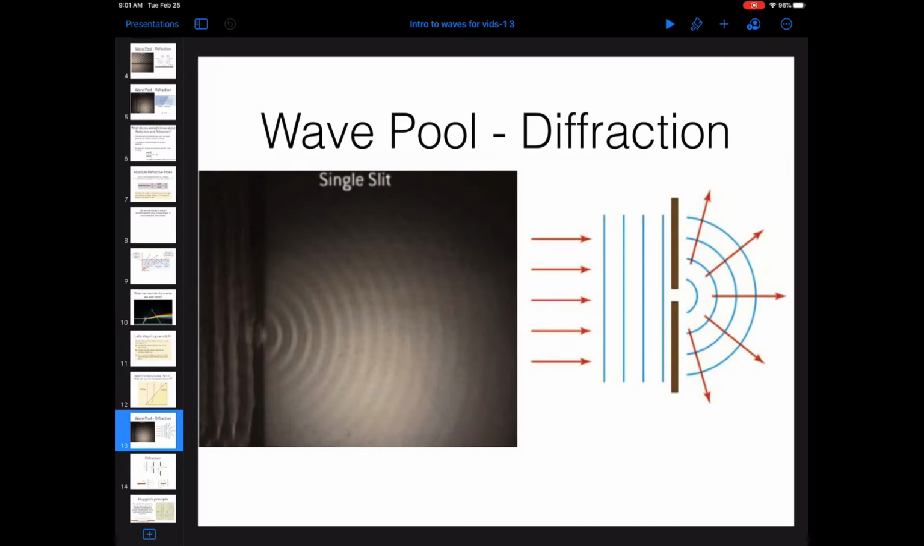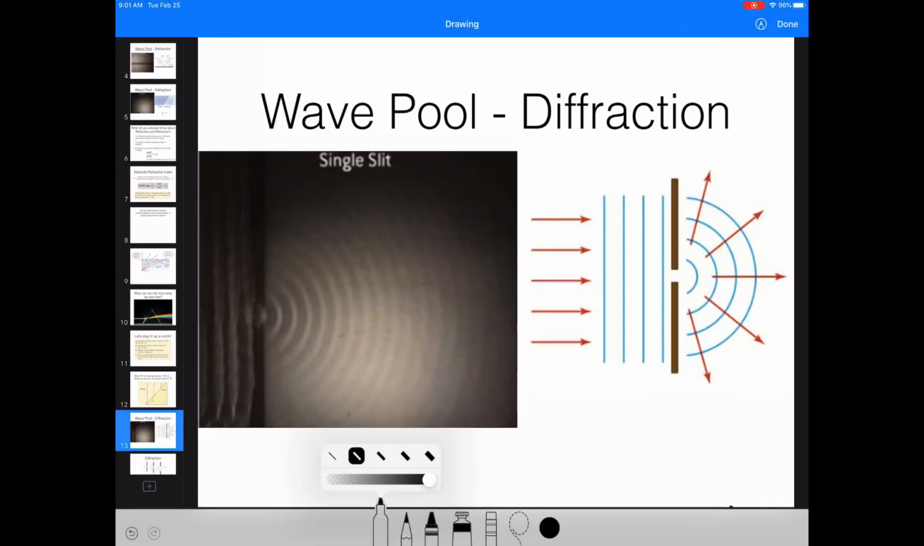Diffraction will happen when the medium is consistent, but when the wave passes a boundary, when it passes some type of corner or a slit. A slit basically is just two corners together. We saw this in the video, right?